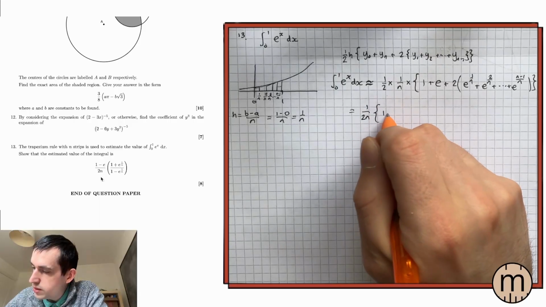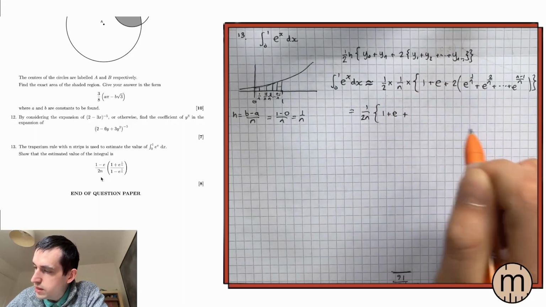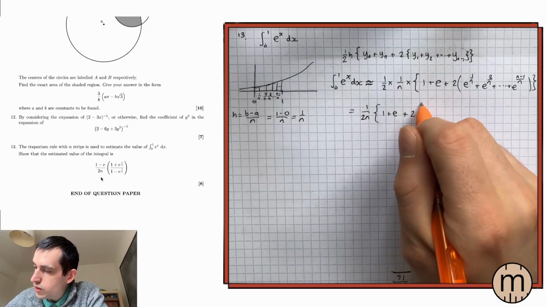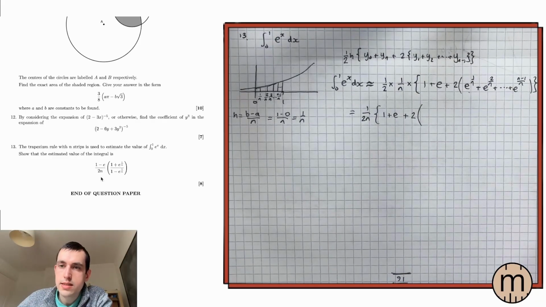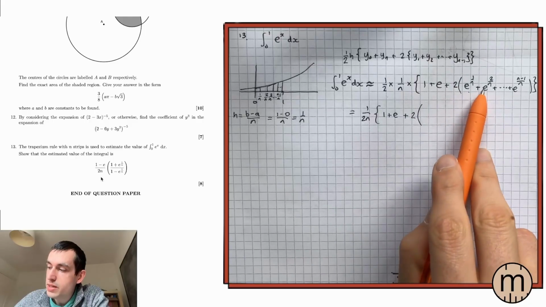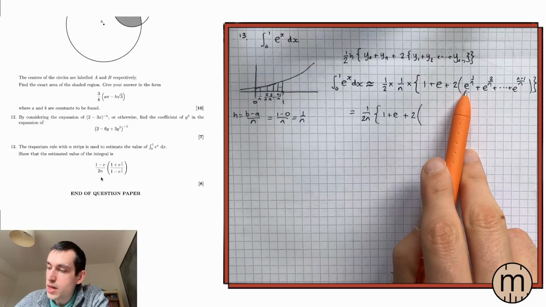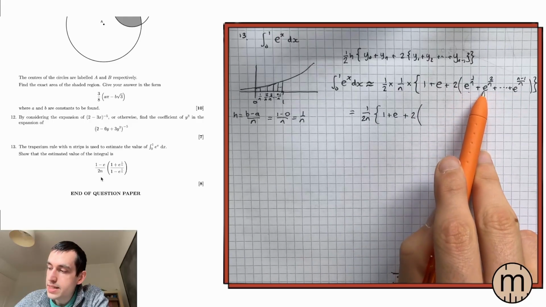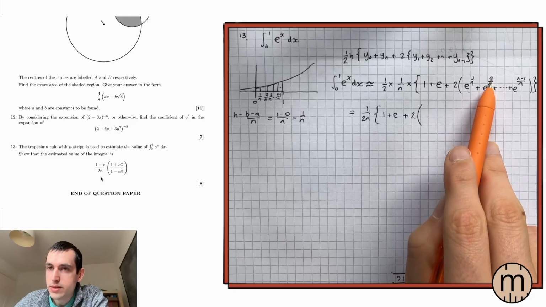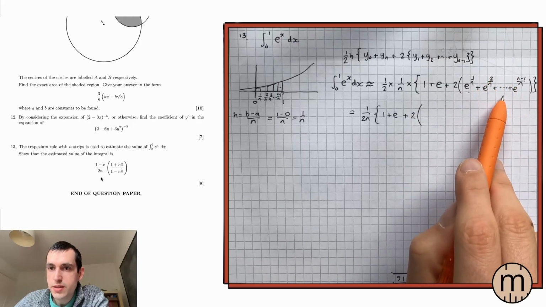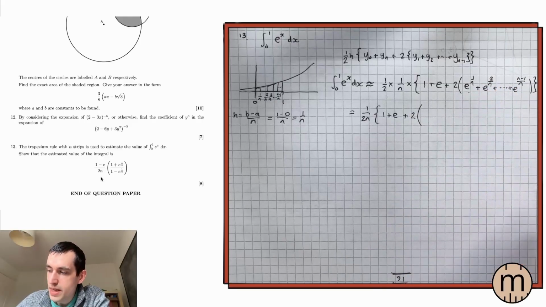We're going to get 1 plus e plus 2 lots of all of this. What is this? We've got to see it as a geometric sequence, but you didn't see that coming. That is a geometric sequence because every time you are timesing by e to the power of 1 over n. Because remember, when you times by e to the power of 1 over n, you add the powers. So that's a geometric sequence, and we can use the summation formula for a geometric sequence.